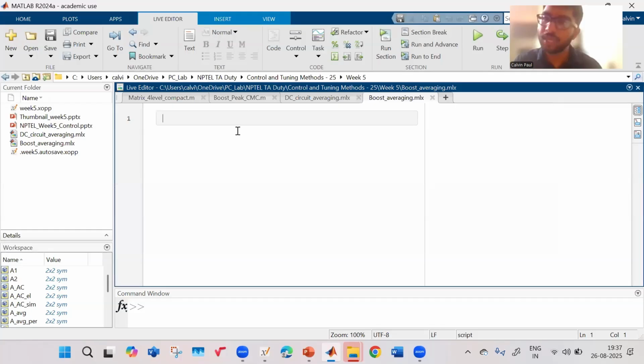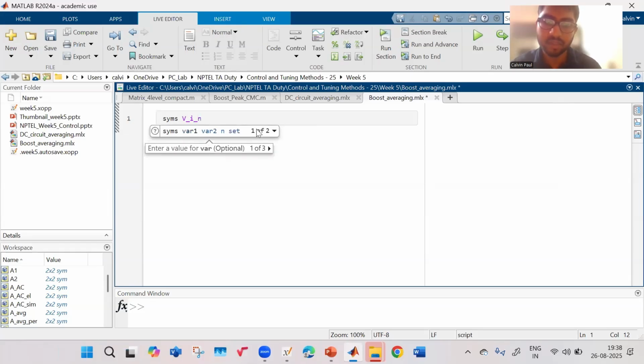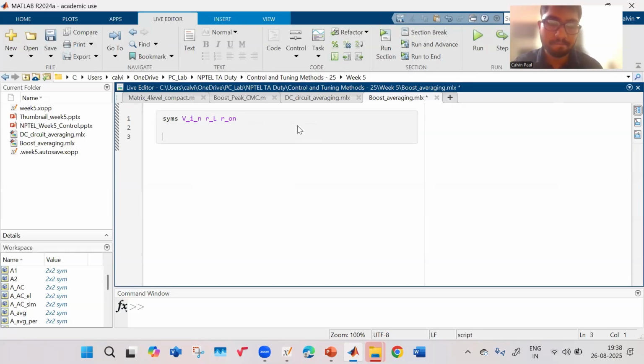So there is this Symbolic Math Toolbox. This is not shown to you guys, but it's something nice, which I feel. So you can have what is known as your V_IN, you have your R_L, R_R. Let us check how it looks. So it will show like this.